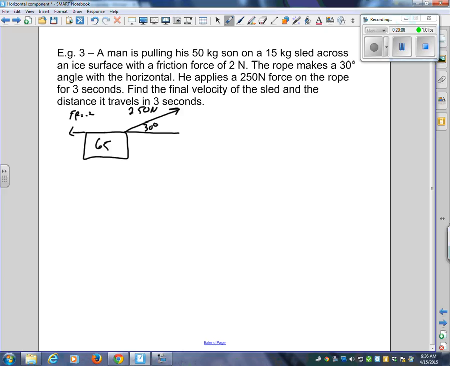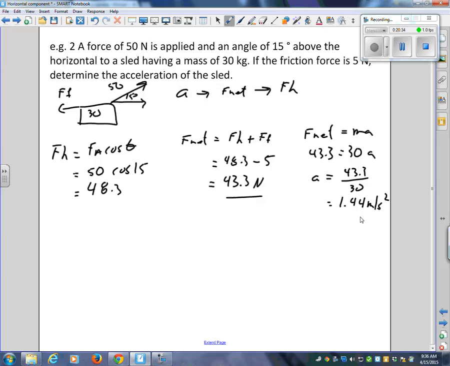Okay. We want to know the final velocity of the sled and the distance it travels in 3 seconds. So like way over here, right? How far did it go and how fast is it going? Now there's 2 giant parts to this problem. Before I can get to distance and velocity, what do I have to do? Acceleration. Do what we did in the other questions. Because those other questions, Lane, you're absolutely right, will give me the acceleration.